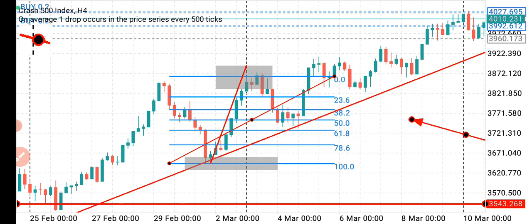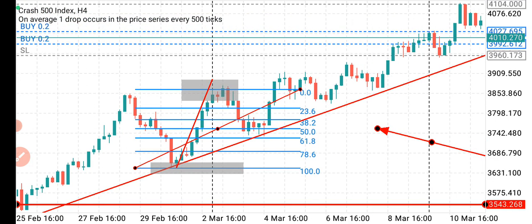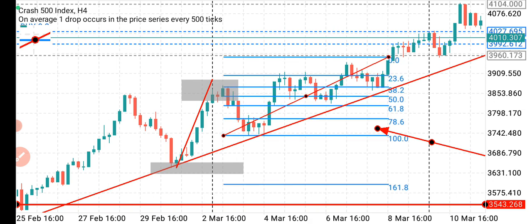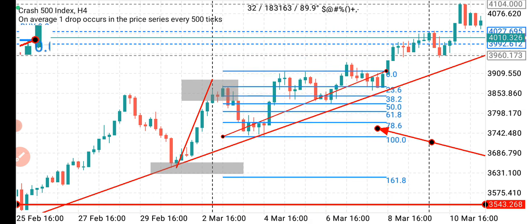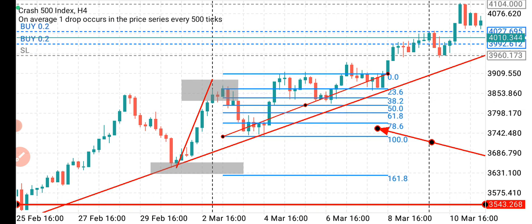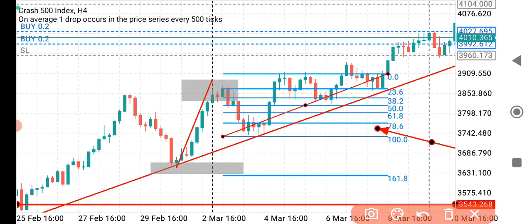So that is how to make a continuation trade. And after that, we have a new higher high, which is this now. We have a new higher high, a new higher low and a higher high.